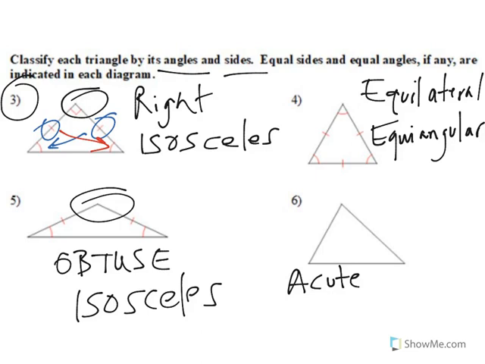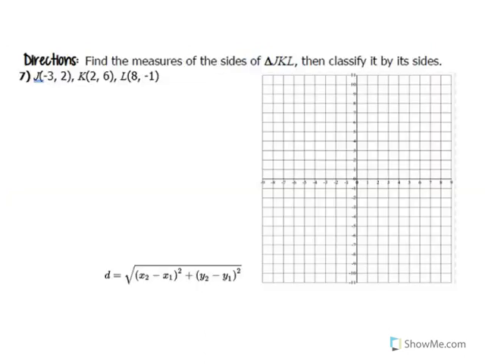We have not been given any indication that there's a right angle in here, and you do not need to be told that it is obtuse. Every triangle has at least two acute angles, and the third one can be acute as well. So this would be an acute scalene. Okay, let's look at what we have coming up next.